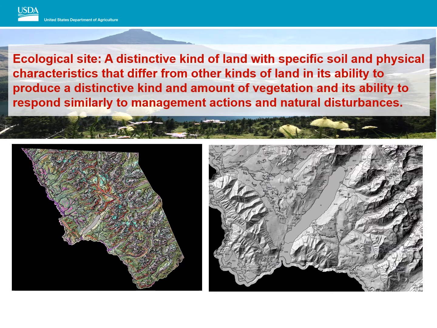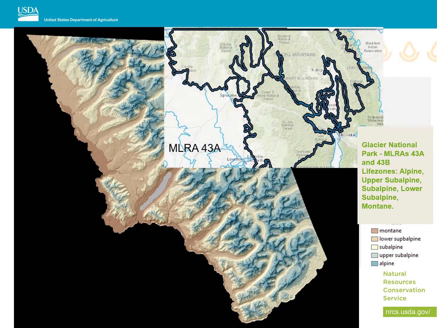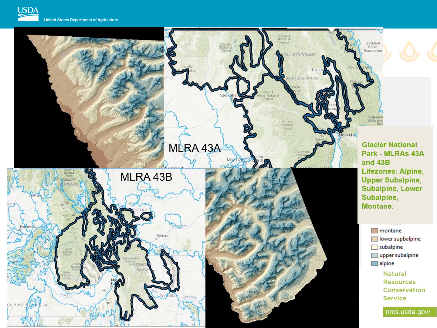Each is correlated to an ecological site that is described in an ecological site description, which are found within EDIT, an online information system. Glacier National Park is predominantly in MLRA 43A, which contains the Northern Rocky Mountains. The eastern areas are MLRA 43B, which is defined as having a strong continental climate.